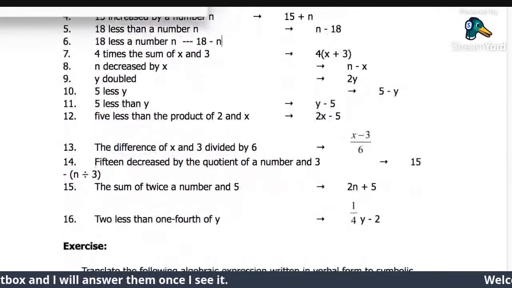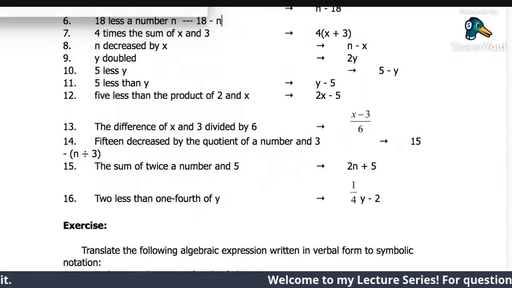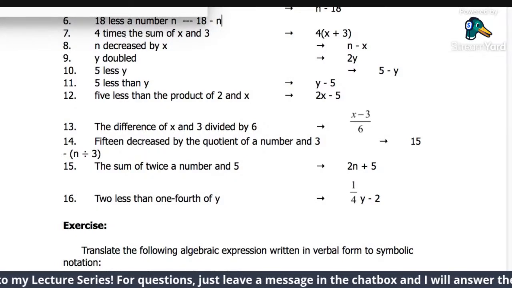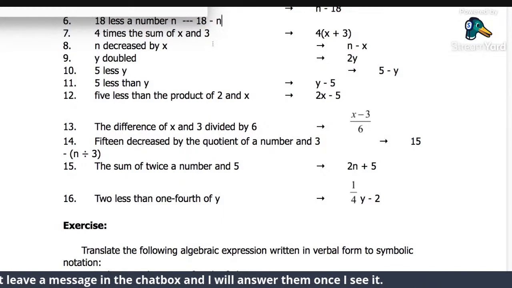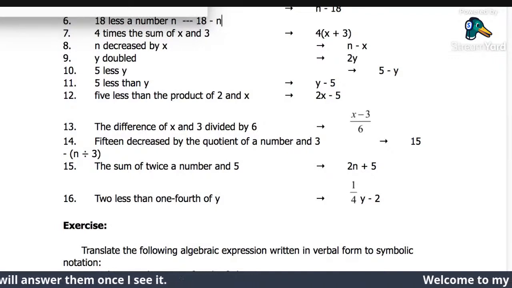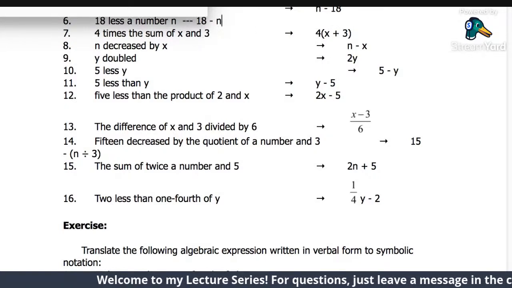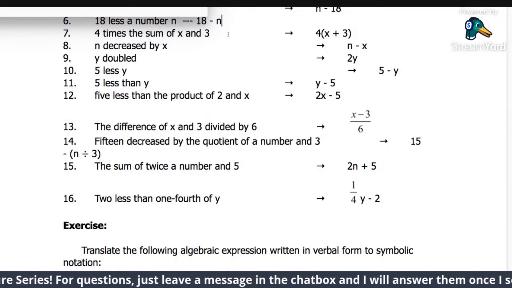Then we have here 4 times the sum of x and 3. So obviously, it involves two operations here, like times means multiplication and sum is addition. So 4 times the sum of x and 3. So we will make use of a parenthesis. So this will be written as 4 times the quantity x plus 3. And verbally, or in words, that is stated as 4 times the sum of x and 3.